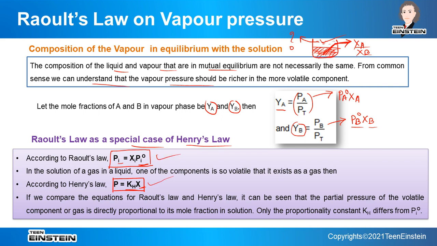If we compare the equations, we will see that the partial pressure of the volatile component or gas is directly proportional to mole fraction of the solution. So this is a common point. Fine. So what is the difference? Only the constant is different, that is Kh, which is called Henry's law constant, and Pi naught, which is the pure vapor pressure when the component i is present in pure state. Okay, so in this way we can find some similarity between Raoult's law and Henry's law.